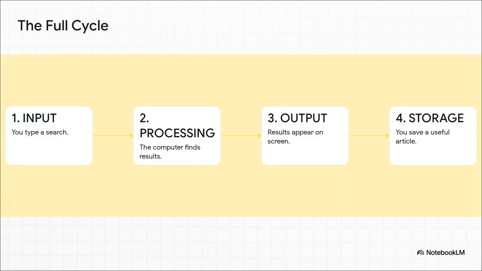Okay, let's put this all together with something you probably do dozens of times a day, searching the web. You type in a search term, that's input. The computer processes that request, searching through billions of web pages. That's processing. The list of results that pops up on your screen, that's the output. And when you find a great article and you save it or bookmark it, that's storage. See? 1, 2, 3, 4. That simple cycle happens every single time you use your computer.